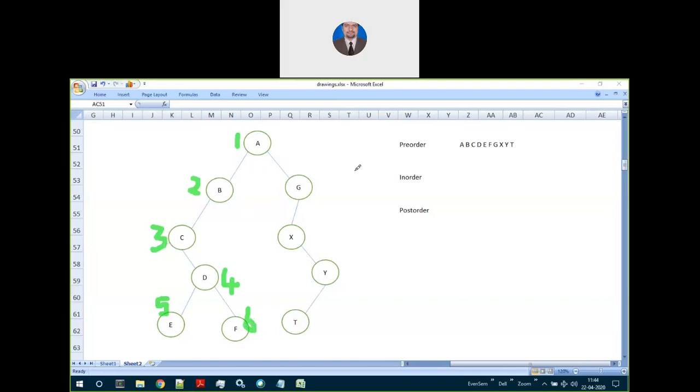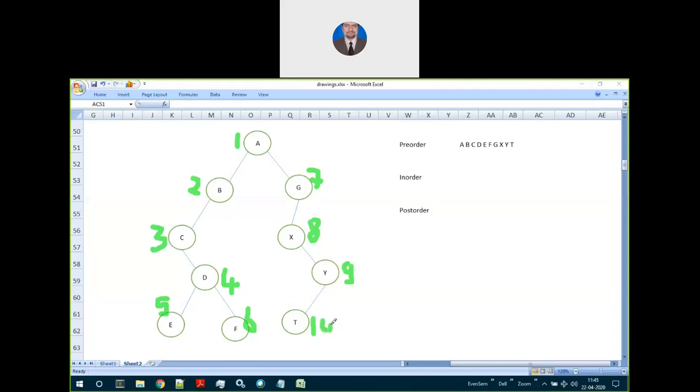Then I have to go to the right part. In the right part, what I have next is G. So G will be visited. Then since G is now a parent, I have to visit its left. Who is its left? X. So X will be visited next. Then X doesn't have a left, but it has a right. Who is its right? Y. That Y has to be visited next. After Y, since Y is also a parent which has only one child, that is T, T will be visited next.